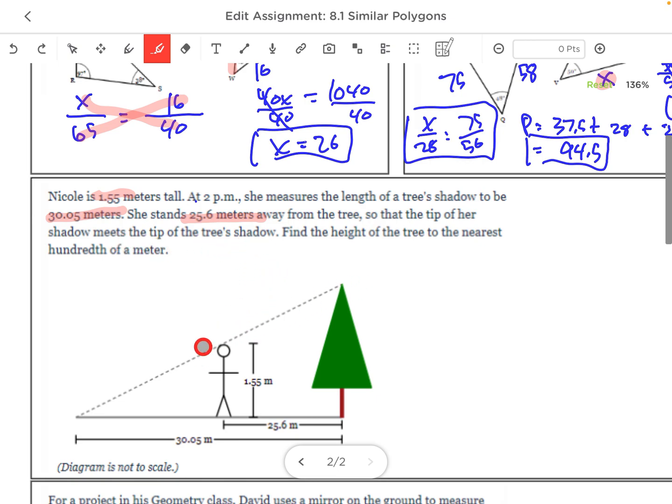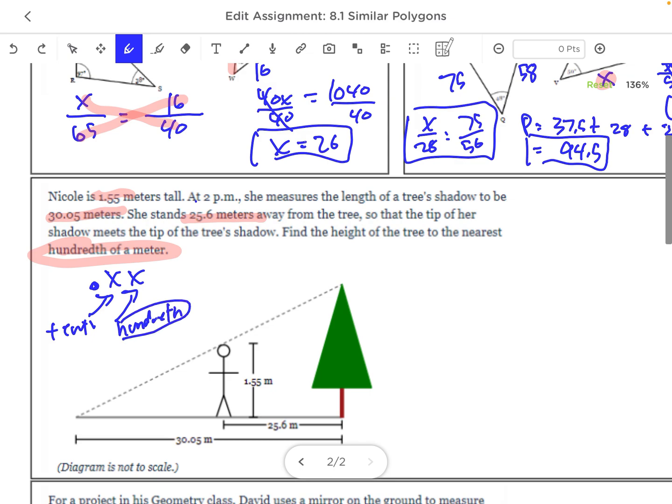Okay, so the tip of her shadow meets the tip of the tree shadow right over there at the same point. Okay, so that means it's on this same line. Find the height of the tree to the nearest hundredth. Okay, so a couple things. Hundredth means, okay, this is going to be the 10th, right? So this is going to be the 100th. So the 100th place is the second place.